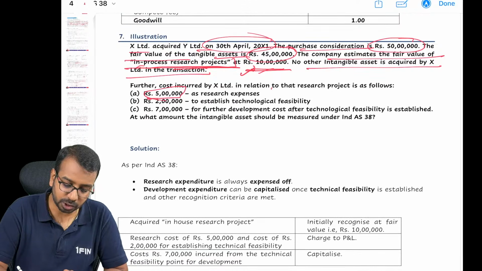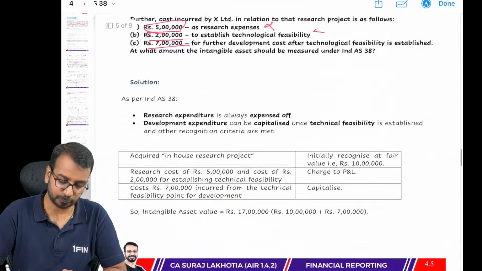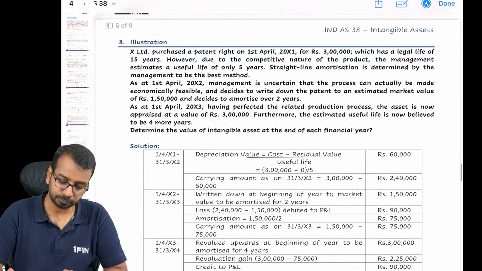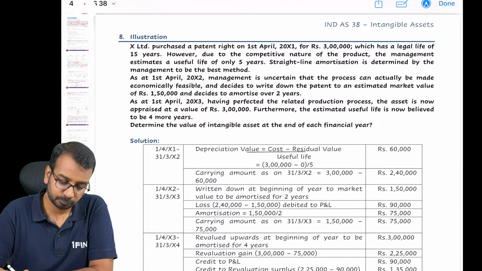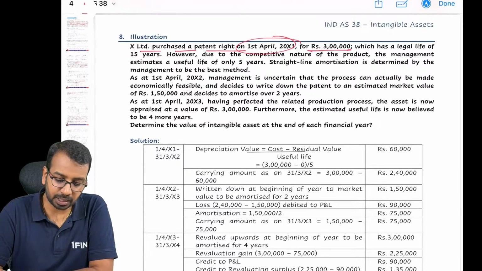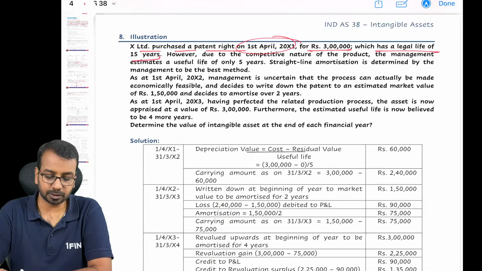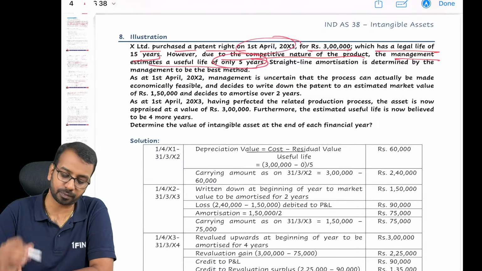Subsequent research expenses, you will not capitalize. 2 lakhs to establish technical feasibility, you will not capitalize. 7 lakhs will be capitalized. X Limited purchased a patent on 1st of April for 3 lakhs, which had a legal life of 15 years. Due to competitive nature, the management estimates the useful life at only 5. So we'll depreciate over 5.